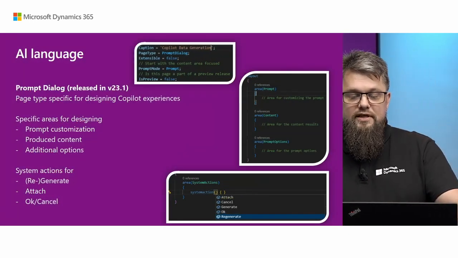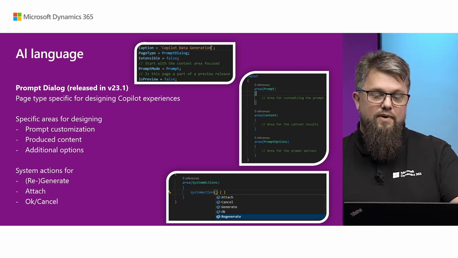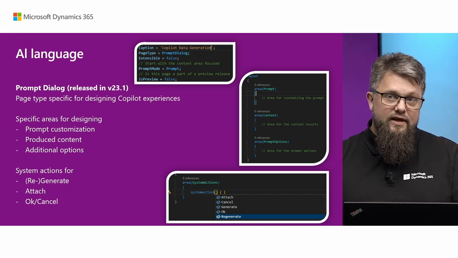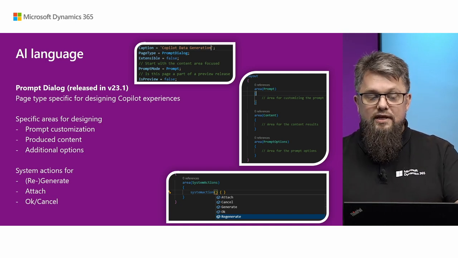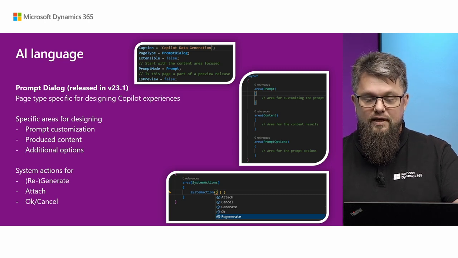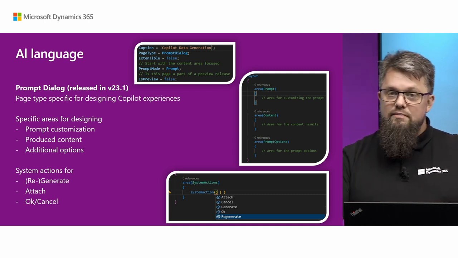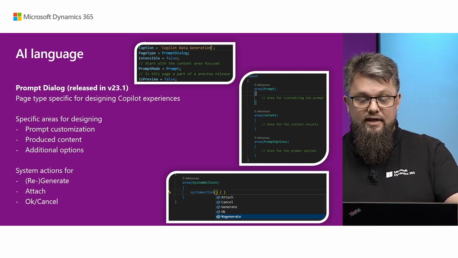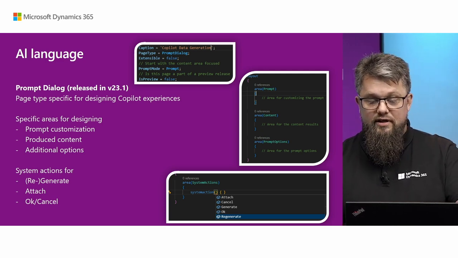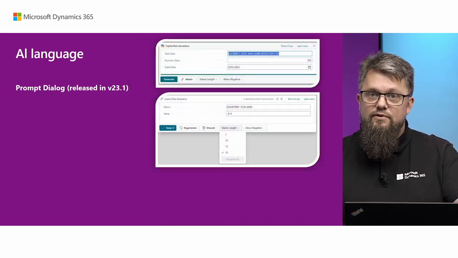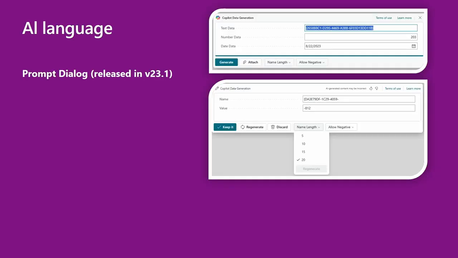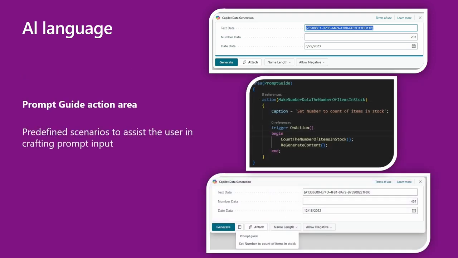In version 23, we released the prompt dialog page type for designing Copilot experiences. It has specific areas for creating prompts for the produced outcome and for tweaking with additional options. It also includes system actions that you can implement for attaching additional data to the prompt, for generating, regenerating, and controlling the Copilot experience. This gives you a recognizable Copilot dialog with all the options that you need. But now we've added prompt guides to the action area of prompt dialogs.